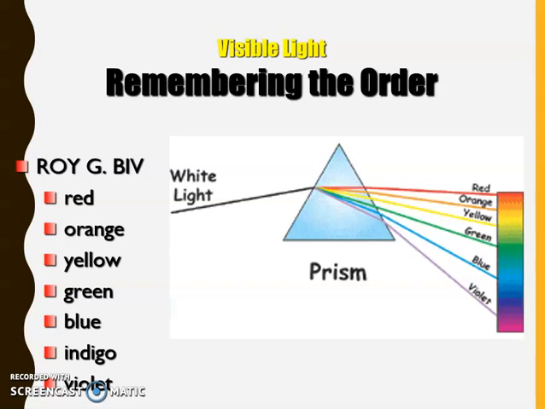So Roy G. Biv stands for red, orange, yellow, green, blue, indigo, violet. He is a very famous person, not a literal person, but that's how we remember these letters. They also go in the order of wavelength. So let's take, for example, plants.